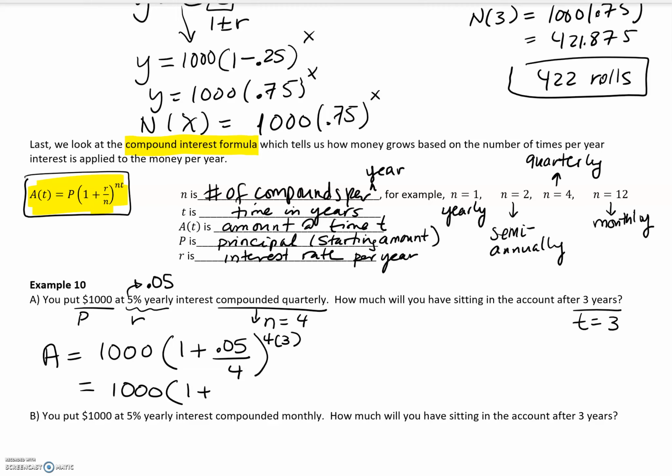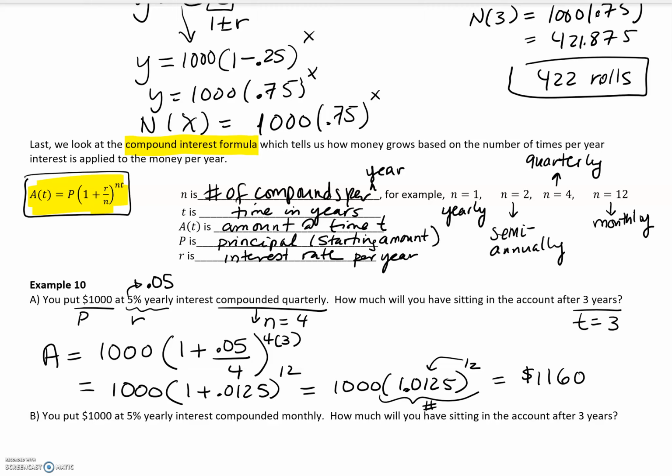So 0.05 divided by 4 is going to be 0.0125, and we're going to raise it to 4 times 3, which is 12. So I have 1,000 times 1.0125 raised to the 12th. I'm going to do this part first. Whatever number it gives me, multiplied by 1,000. Remember exponents first, so let's do that. And I'm getting 1160 point, let's say 75. Let's do it to the nearest cent. So at the end of 3 years, you have $1,160.75 sitting in your account. In other words, you started with 1,000, so you made $160.75 in interest.